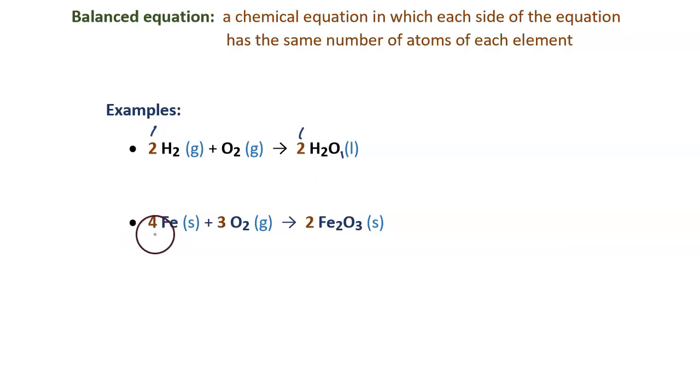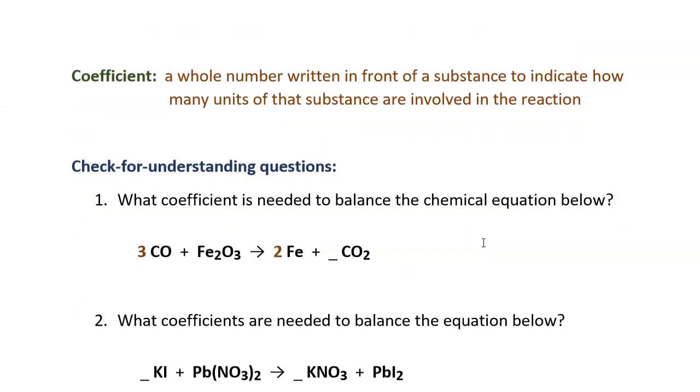In the next example, 4 Fe solid plus 3 O2 gas makes 2 Fe2O3 solid. We have 4 irons here, and on this side, the coefficient times the subscript makes 4 irons. Look at the oxygen. 3 times 2 is 6 oxygen atoms. And over here, 2 times 3 is 6 oxygen atoms. A coefficient is a whole number written in front of a substance to indicate how many units of that substance are involved in the reaction.